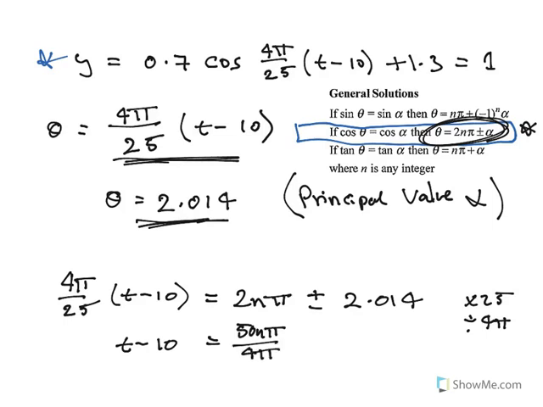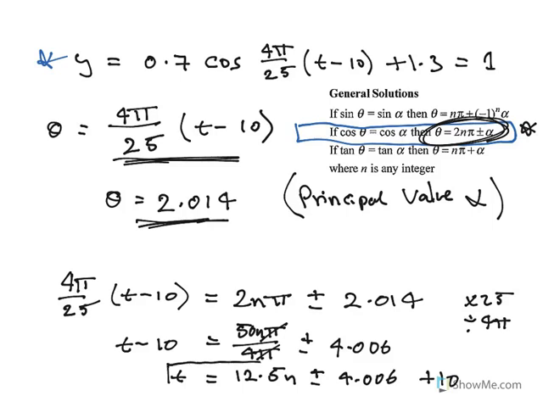And then when I multiply 2.014 by 25 and divide by 4 pi, I get plus or minus 4.006. Don't worry about the plus or minus just now. All we're doing is multiplying everything by 25 divided by 4 pi. And I'm going to add 10 to both sides. So I get t equals, cancelling out some pi's, 12.5n plus or minus 4.006 plus 10. The 10 isn't plus or minus, it's just the 4.006 that is.